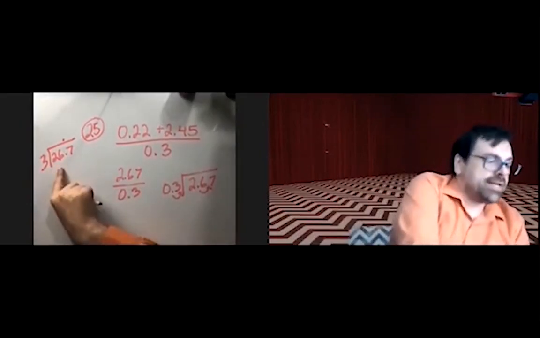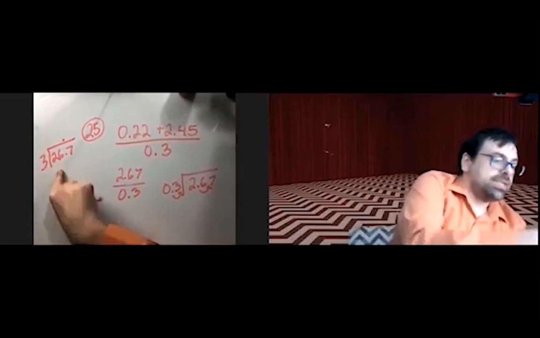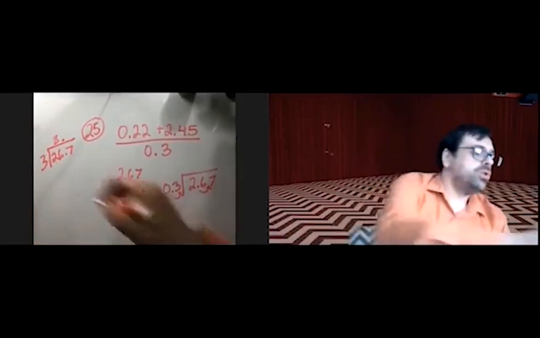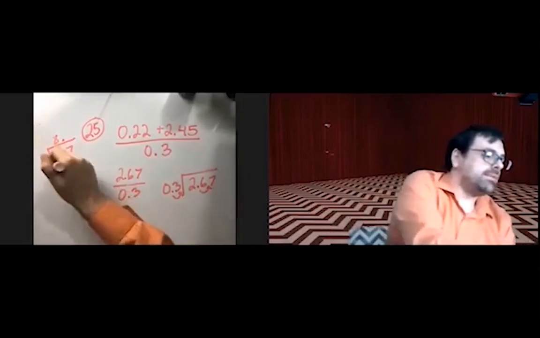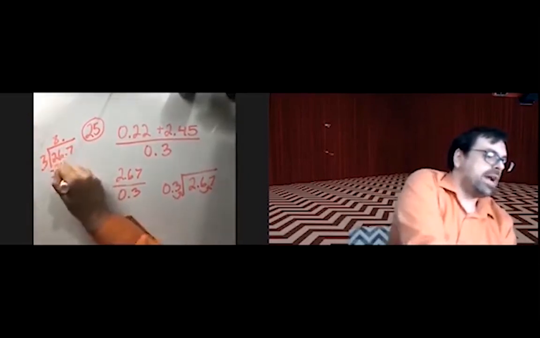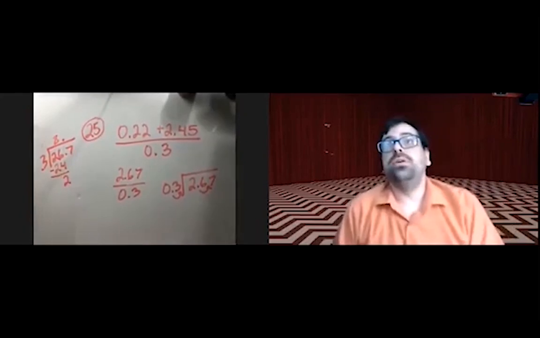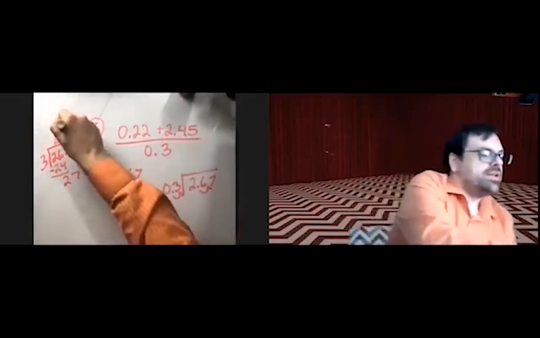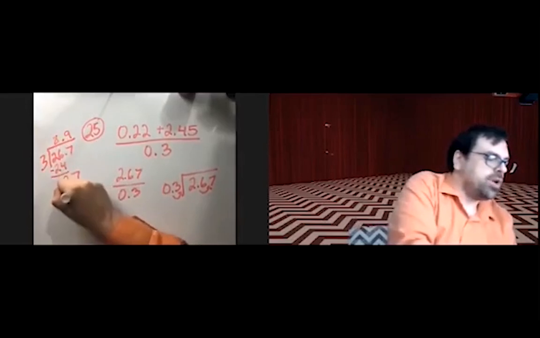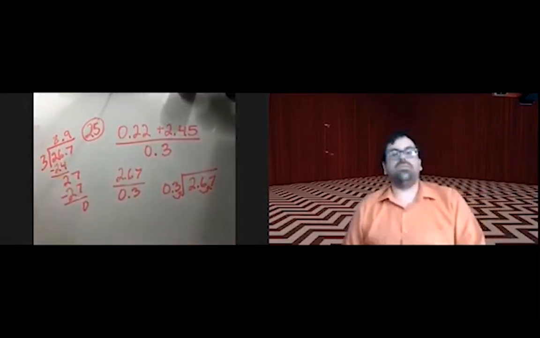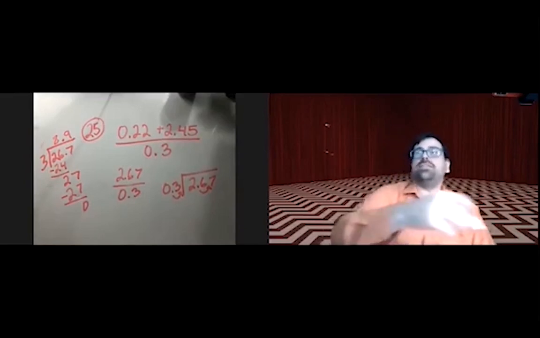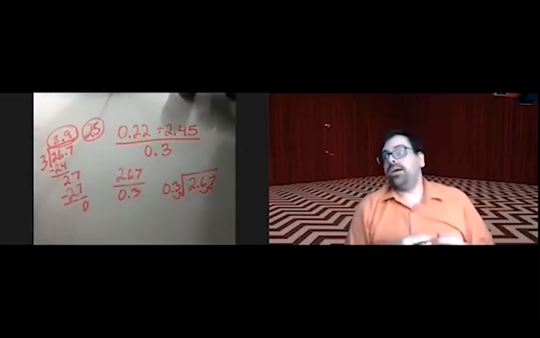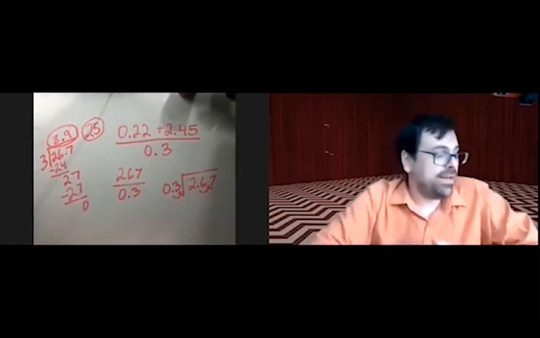3 goes into 26 how many times? 3 times 8 is 24. 3 times 9 is 27, which would be too much. Multiply around the corner. 8 times 3 is 24. Subtract. We get 2. Bring down the 7. 3 goes into 27 9 times evenly. No need for additional zeros to bring down because we have a remainder of 0. We have our answer. 8.9. Not 0.089, not 89, not 0.89, 8.9.